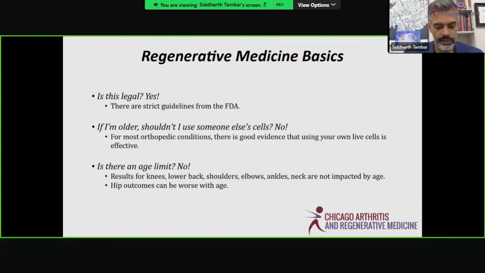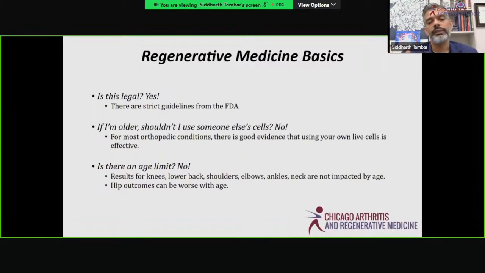Is this legal? Answer is yes. There are some very strict guidelines from the FDA, including when you're treating, you need to be using your own cells, not somebody else's. You need to be processing them and re-injecting them the same day. You cannot save them to use months or years later. And number 3, they need to be used for musculoskeletal conditions, not for other things.